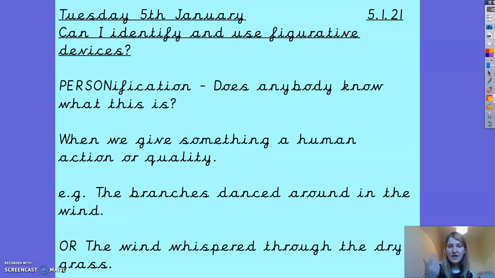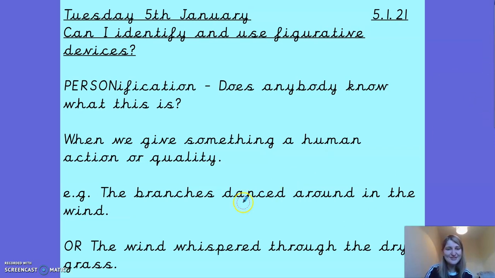So if we look here, for example: the branches danced around in the wind. Well, yes, I know that trees and branches are living, but they don't do actions that humans do. So which action, which verb can you see that a human would do, but a tree wouldn't? I hope you managed to spot that it was dance. So we've got our human action, danced.